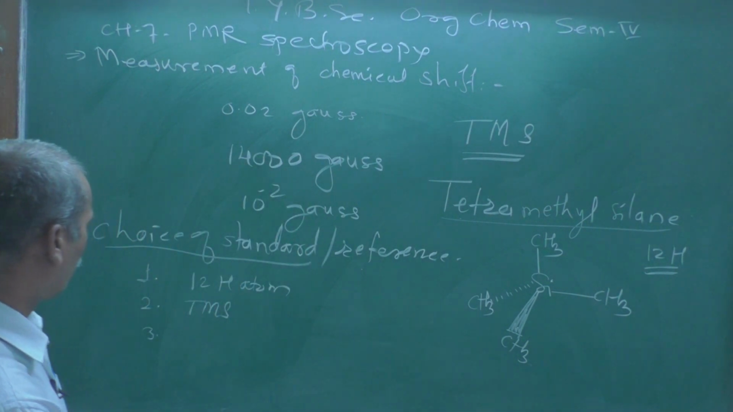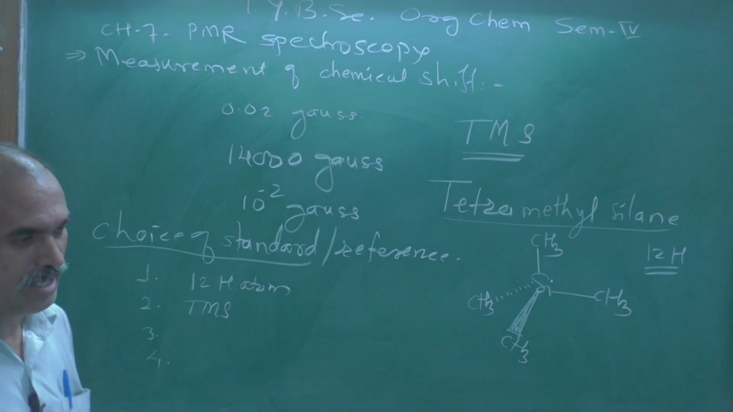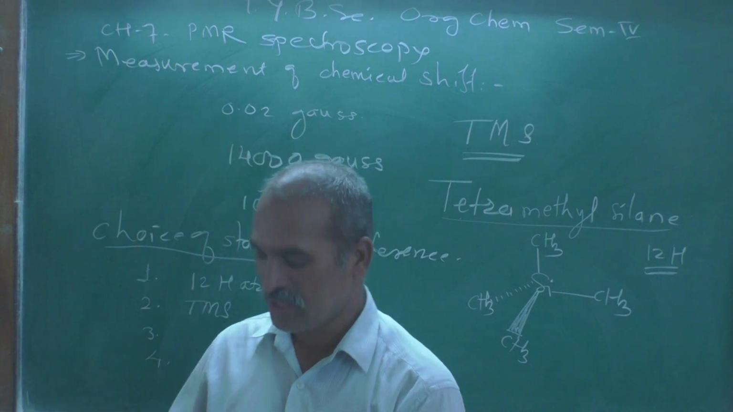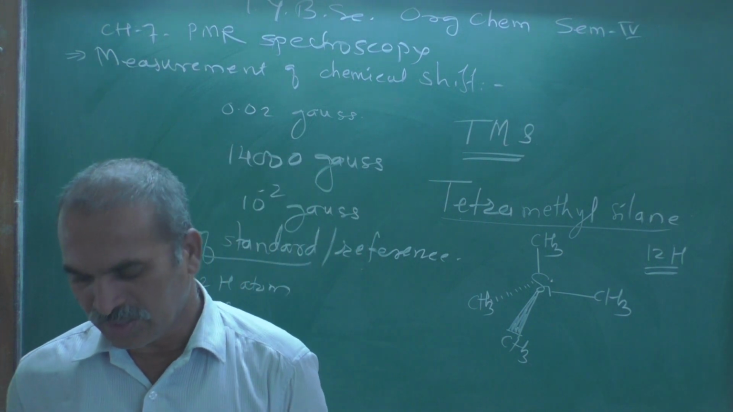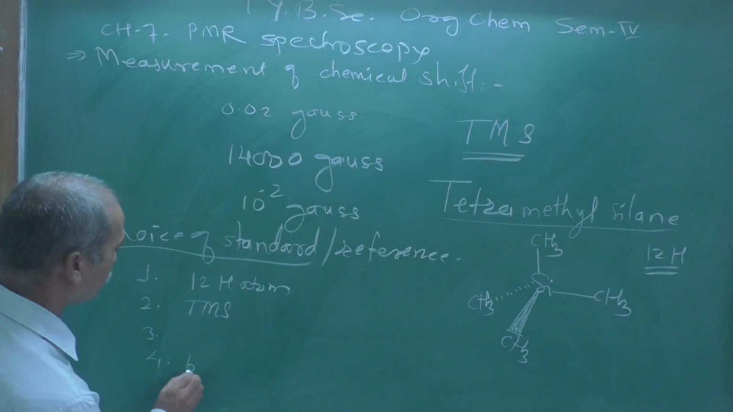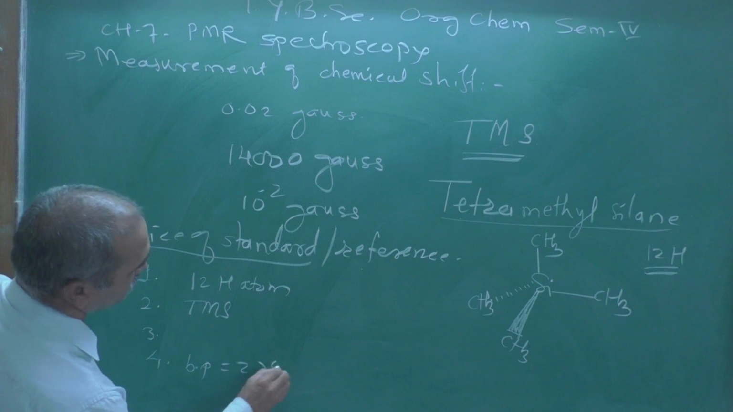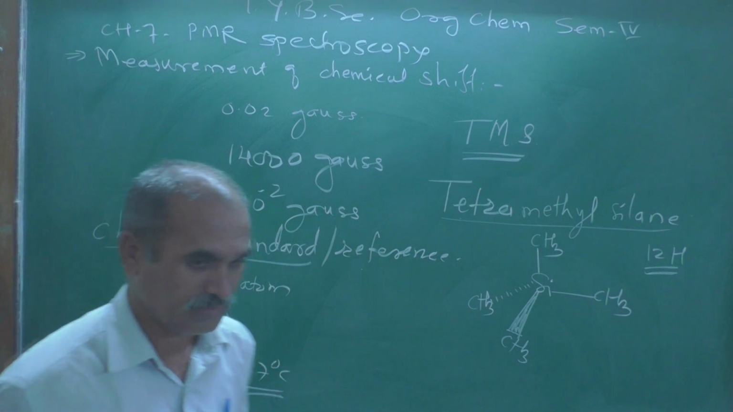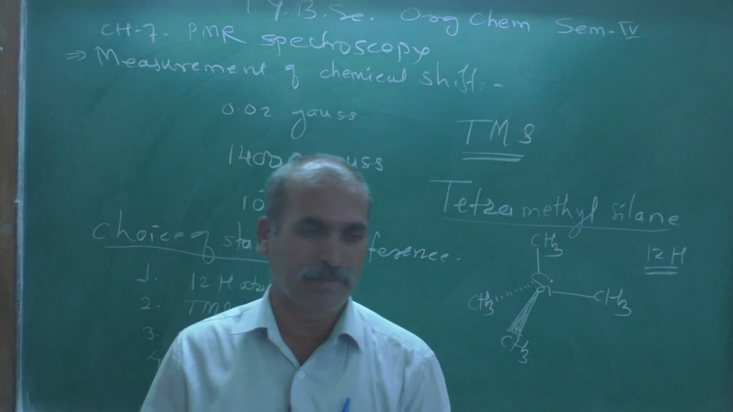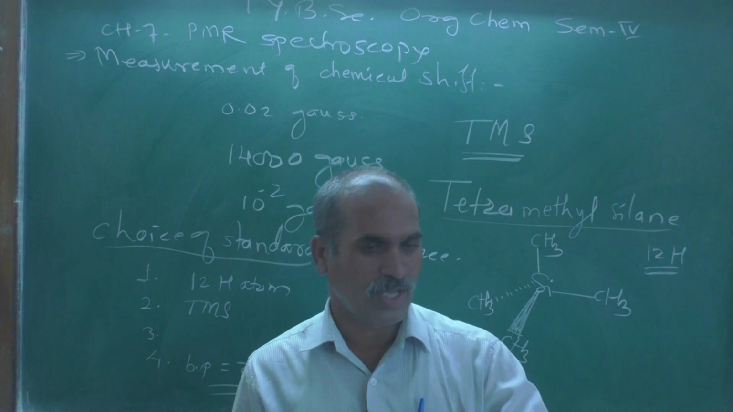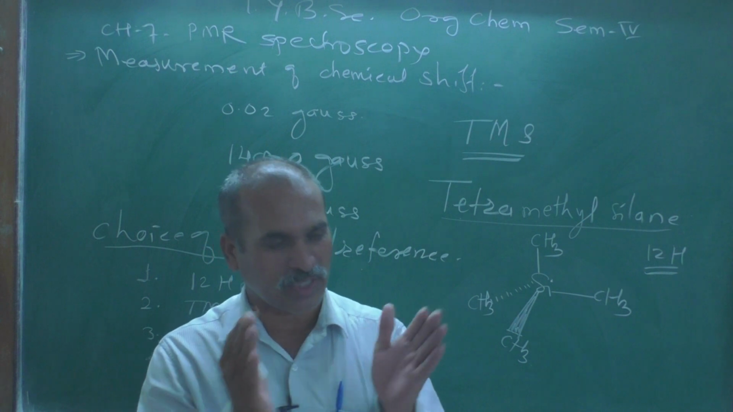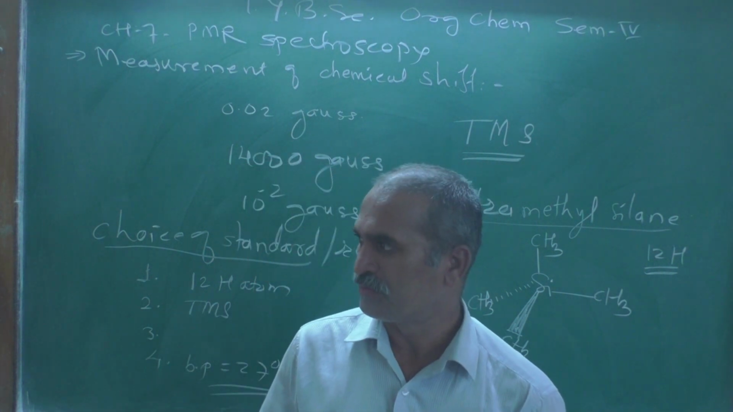And number four criteria, why it is used as an internal standard: it is highly volatile, and its boiling point is found to be 27 degrees centigrade. Here also, do you remember volatile and non-volatile? Volatile means what and non-volatile means what?